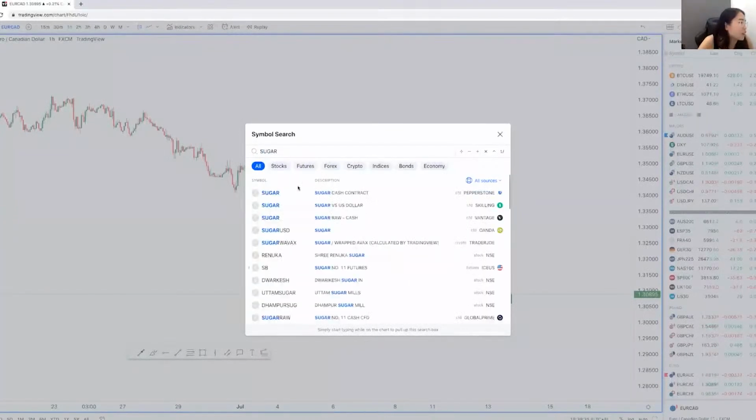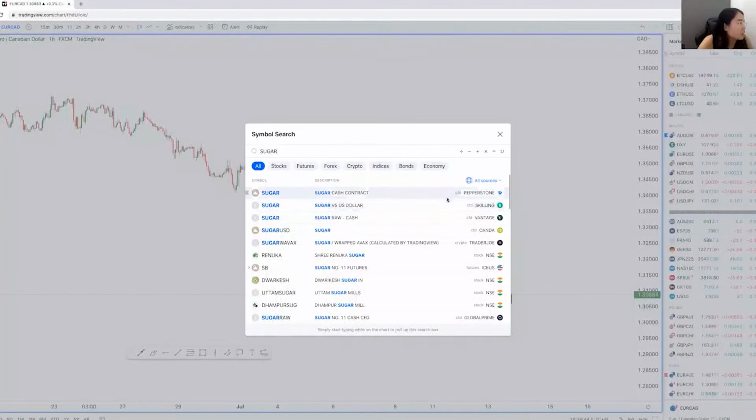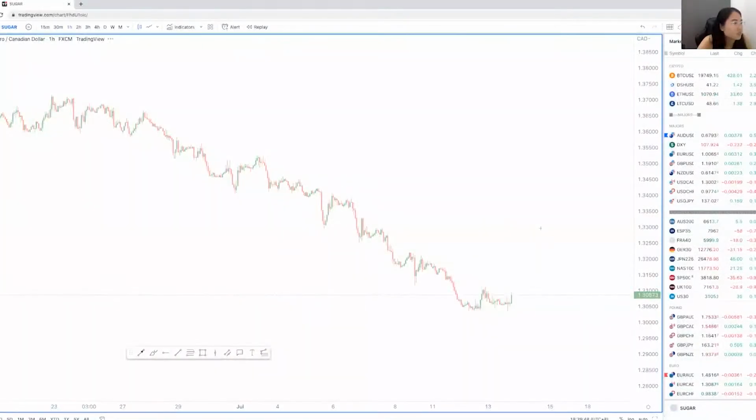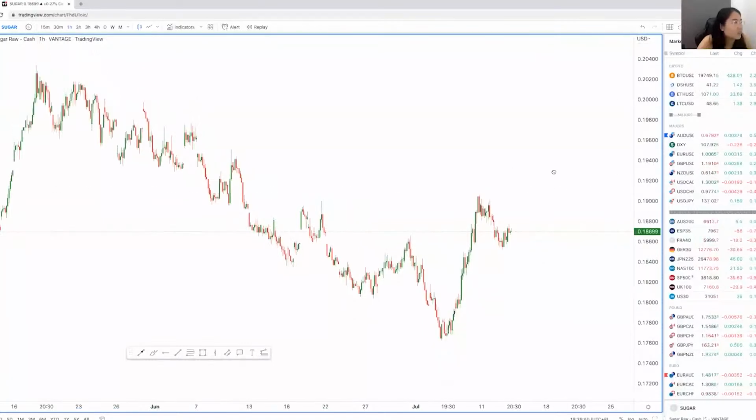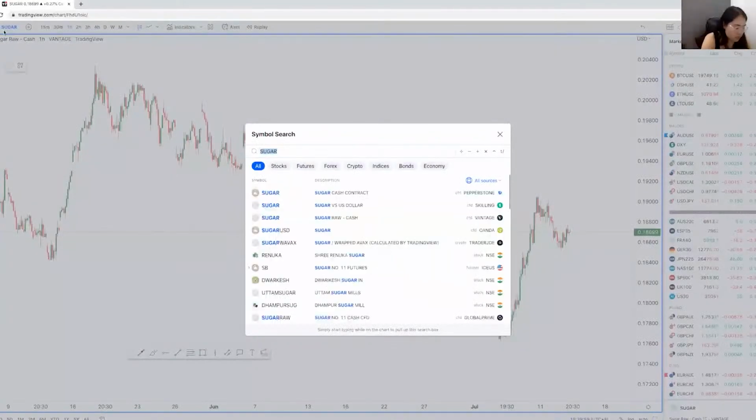Sugar is a very uncommon one. I think sugar is a future, it's usually a future chart. Let's see how well... maybe let's do GBP NZD instead.